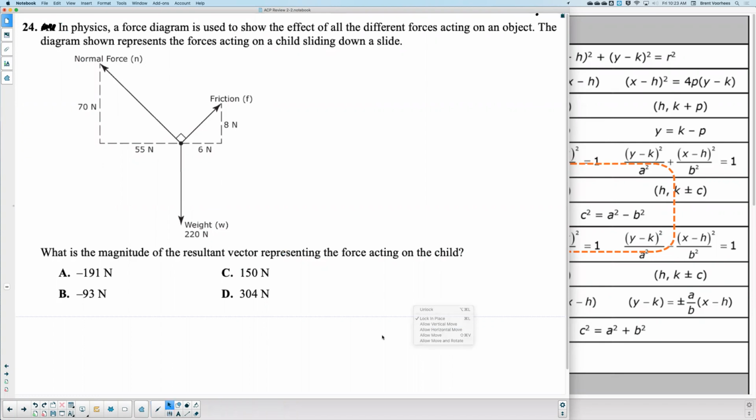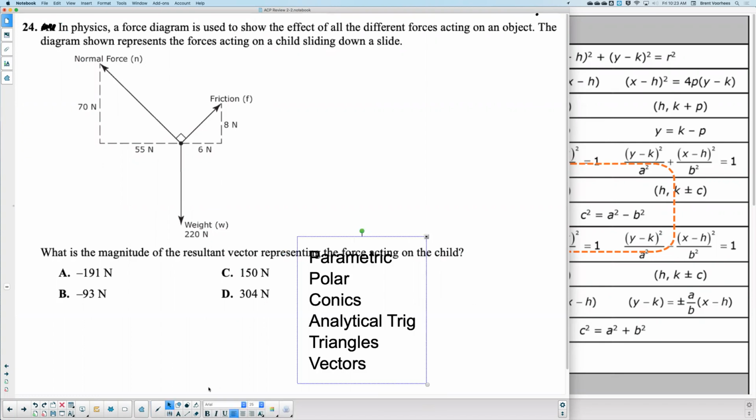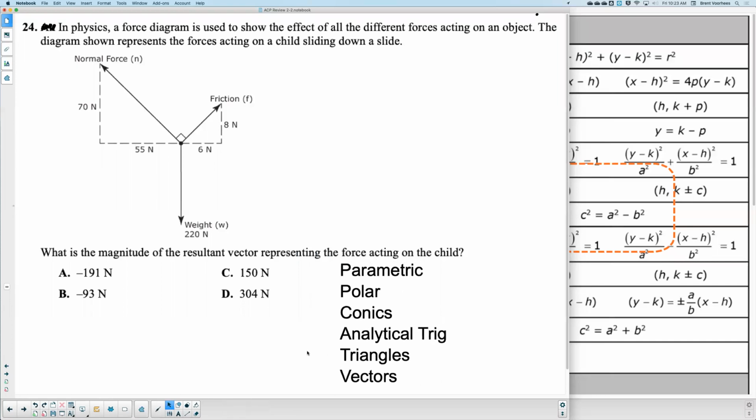All right, what type of problem is this one? How'd you know vectors? Does it say the word vector? It does, right here. And also not only that, the arrows. We see arrows. So this one, they already gave us the diagram.